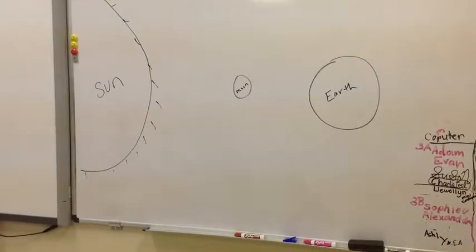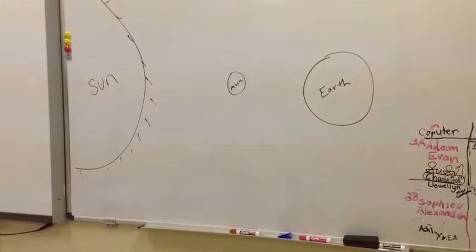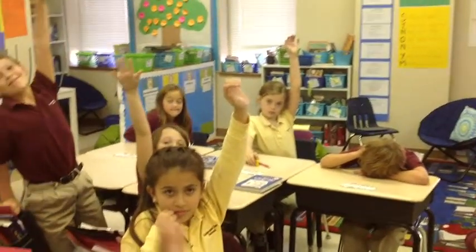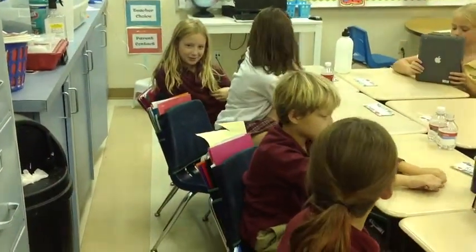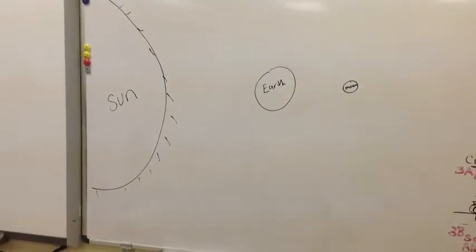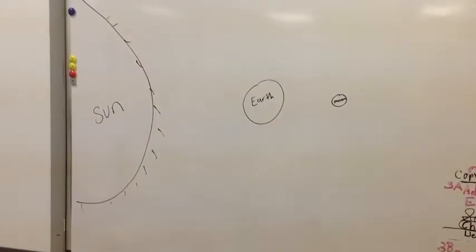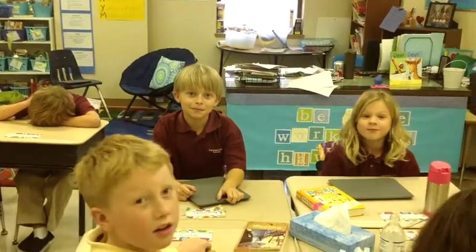Okay, if the Earth and Moon and Sun are lined up in this order, what moon phase would we see? Sophie? New moon. Very good. Okay, with this rotation, with the sun and then the Earth and the moon on the other side of the Earth, which moon phase would be visible now? Lawson? Full moon. A full moon. That's right. Very good.